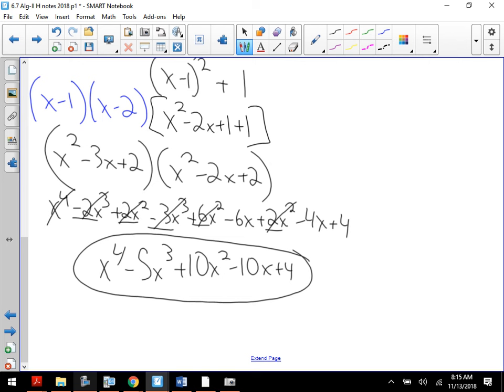So when you get values like 1 plus i or 2 plus i, it's always going to fall under the same exact pattern. Always. So if you wind up with 2 minus i as a 0, that means there's a 2 plus i, which means it's always going to be x minus 2 quantity squared plus 1.